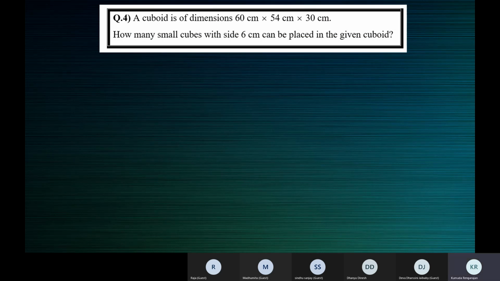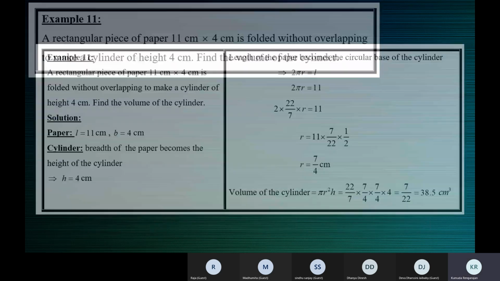Next one. A cuboid is of dimensions 60 by 54 by 30 centimeters. How many small cubes with side 6 centimeters can be placed in the given cuboid? So here the side of the cube is given, not the volume of the cube. It's similar to this question.